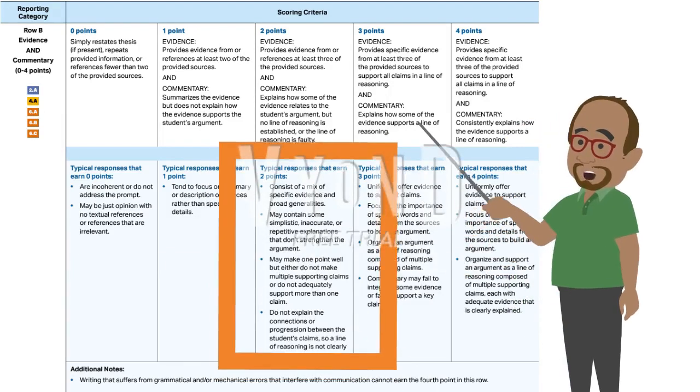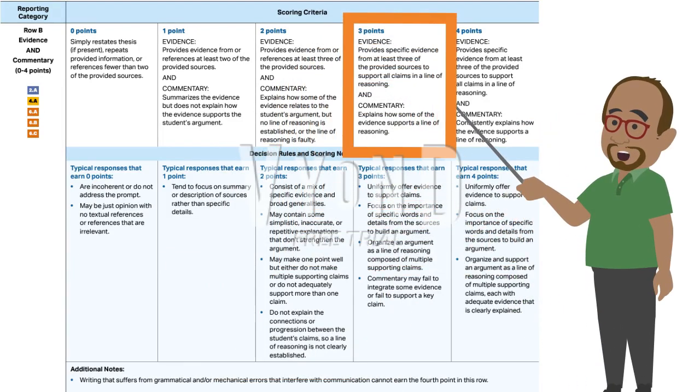The 3-point category is where arguments start becoming more sophisticated and complex, so this is a good goal for students to work toward if they begin the year writing in the 1 or 2-point categories. To earn 3 points, students must provide specific evidence from at least 3 sources. The best way to ensure evidence is specific enough is to incorporate short quoted passages of text.